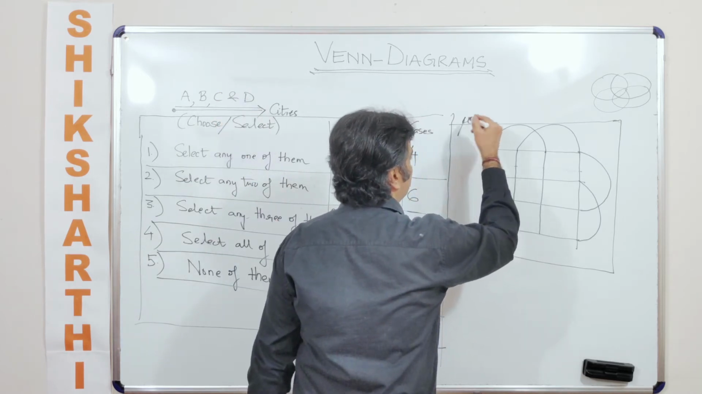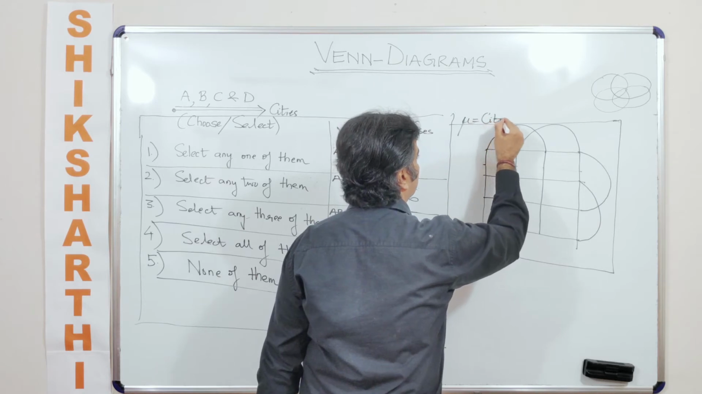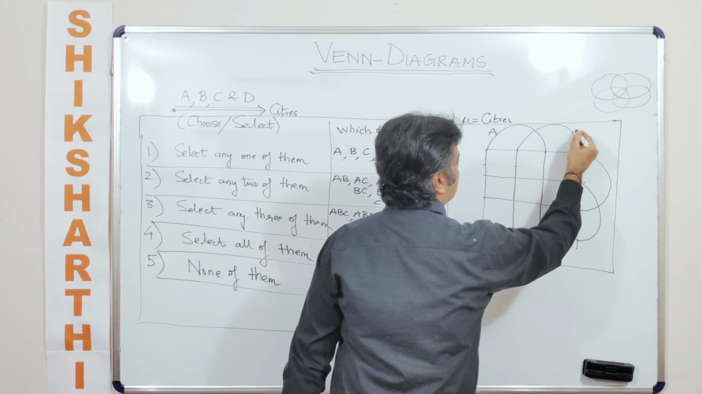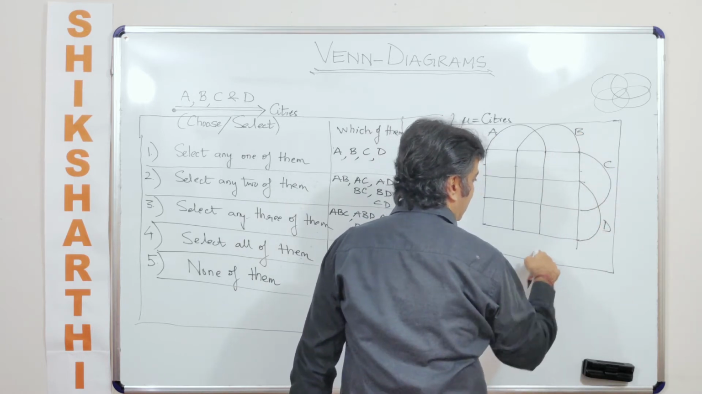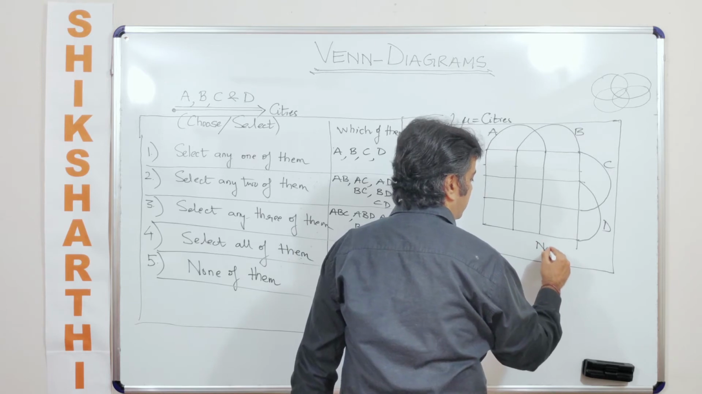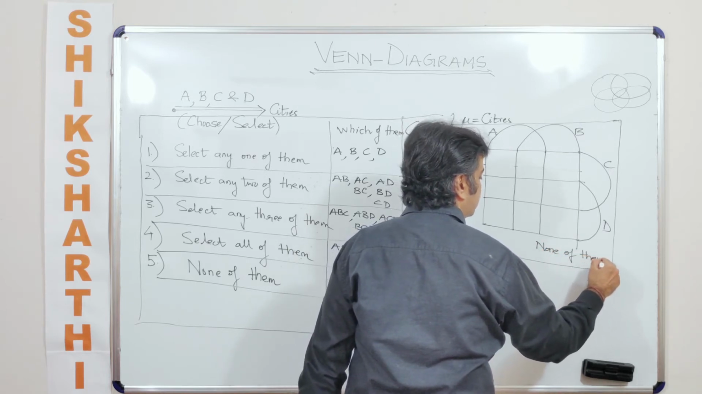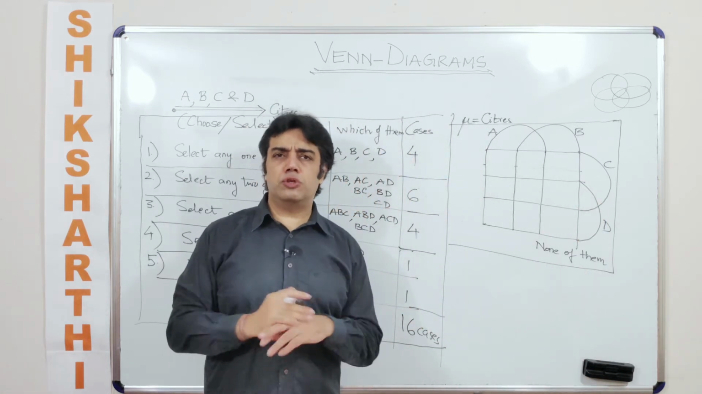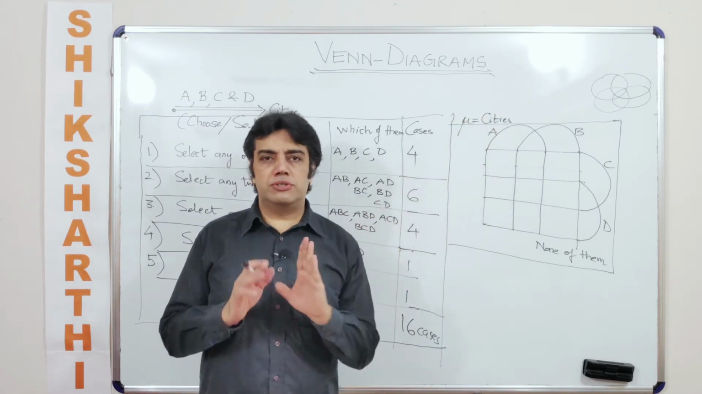So let's say here mu is, we are talking about cities, and under the head of cities, let's say this is city A, this is city B, this is city C, and this is city D. And outside this, we are talking about none of them or none of these. That means we are talking about all other cities, maybe in the same country or outside that country or whatsoever. That is not the point of concern. The point of concern here is we are talking about cities.